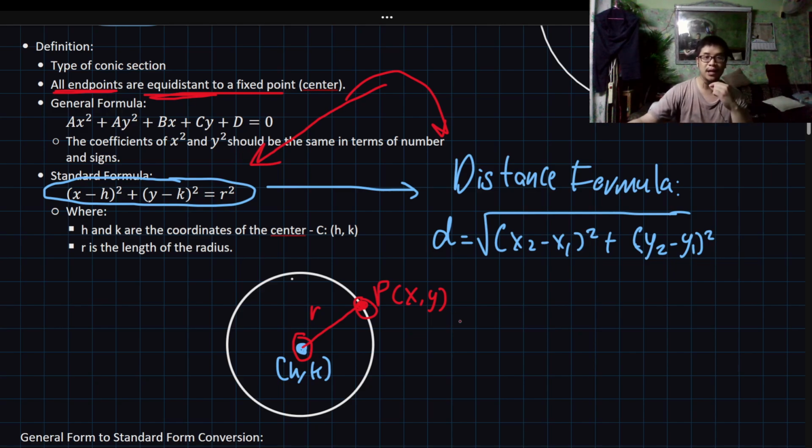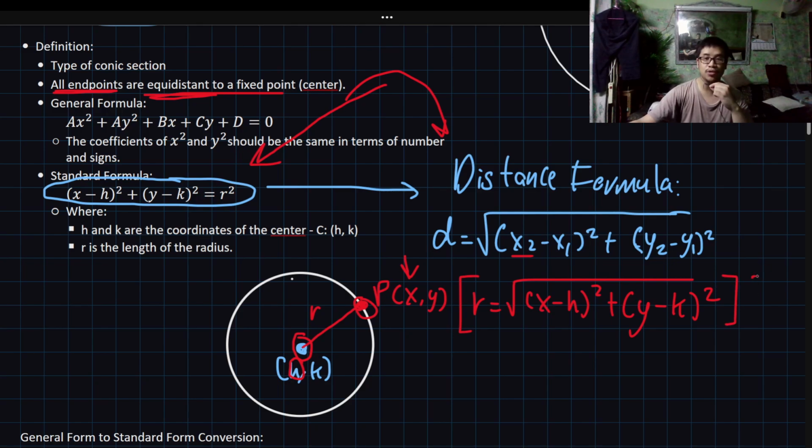So here you will apply the distance formula. So you have r as your d is equal to the square root of, we have x sub 2. Let's just use x sub 2 as x, because x sub 2 is usually what's on the right. So r is equal to the square root of x minus x sub 1, which is on the left, h, squared, plus y sub 2, which is y, minus y sub 1, which is k, squared.